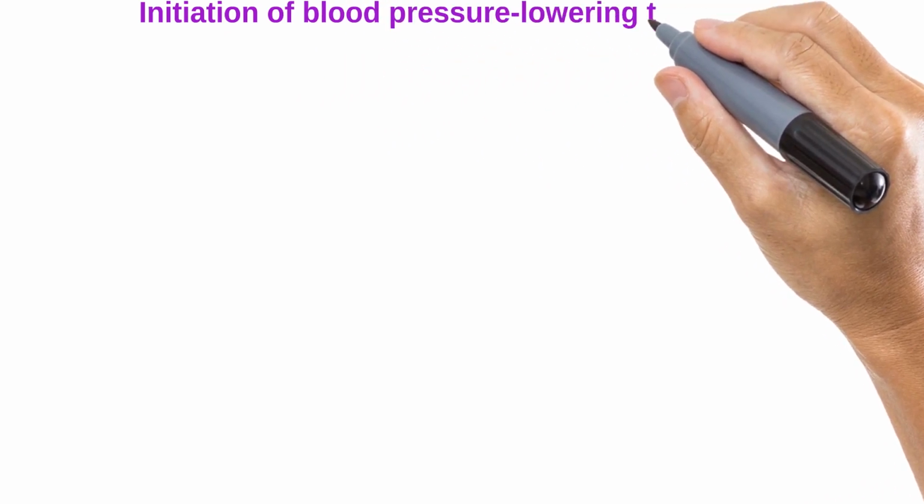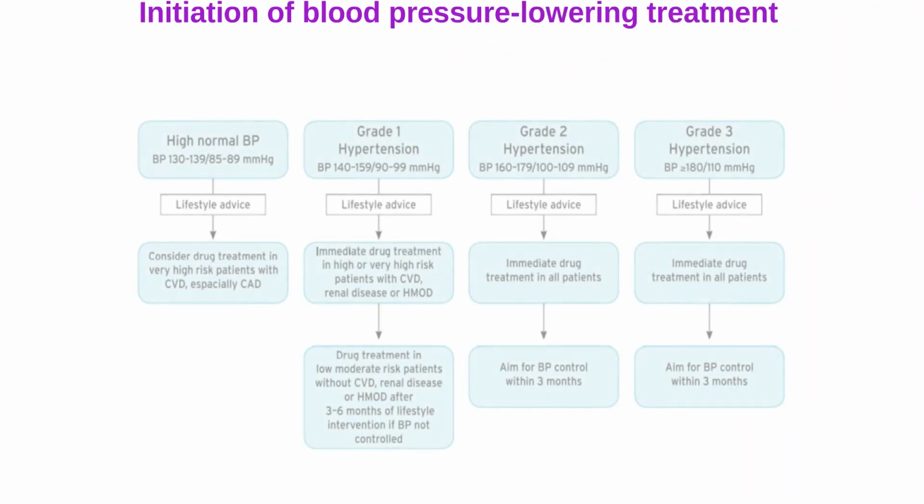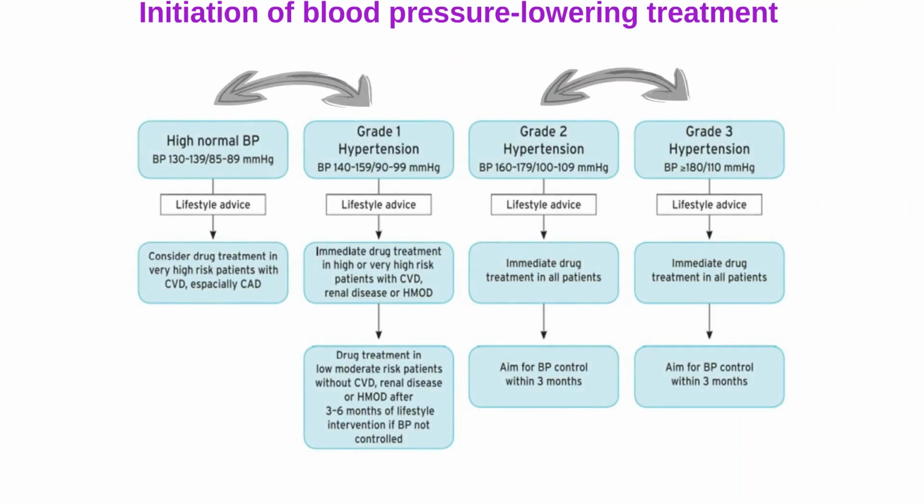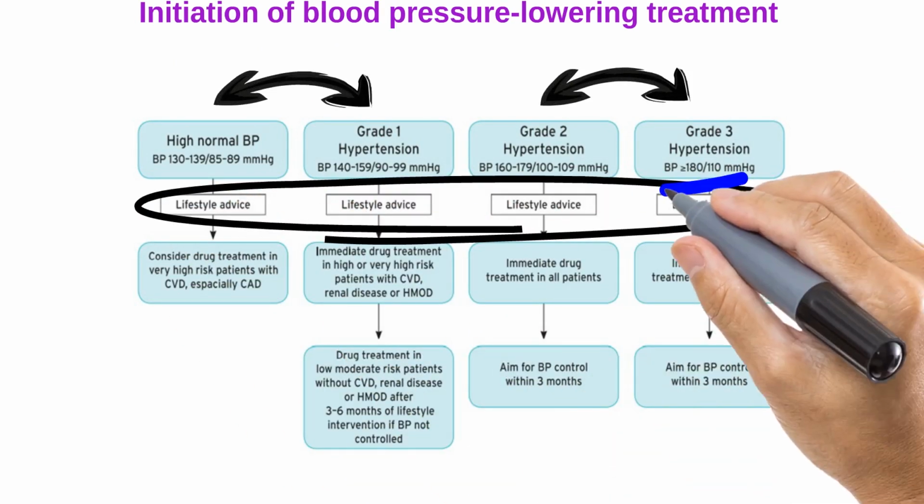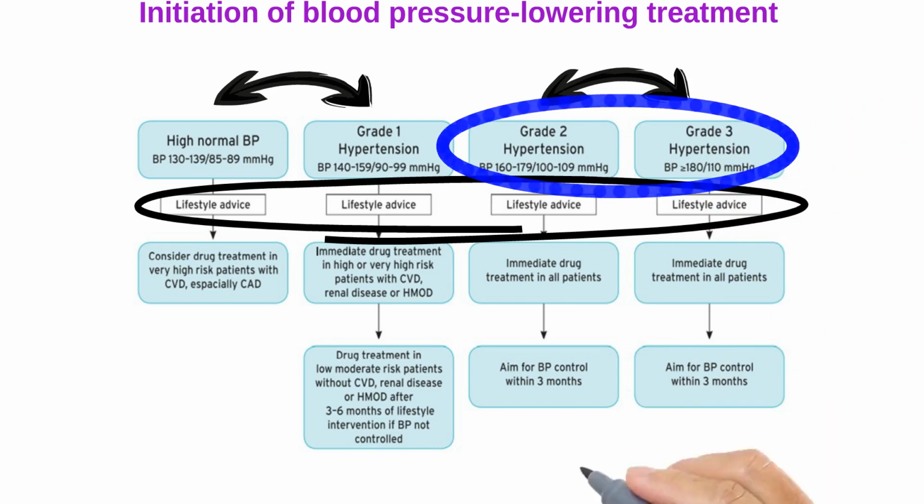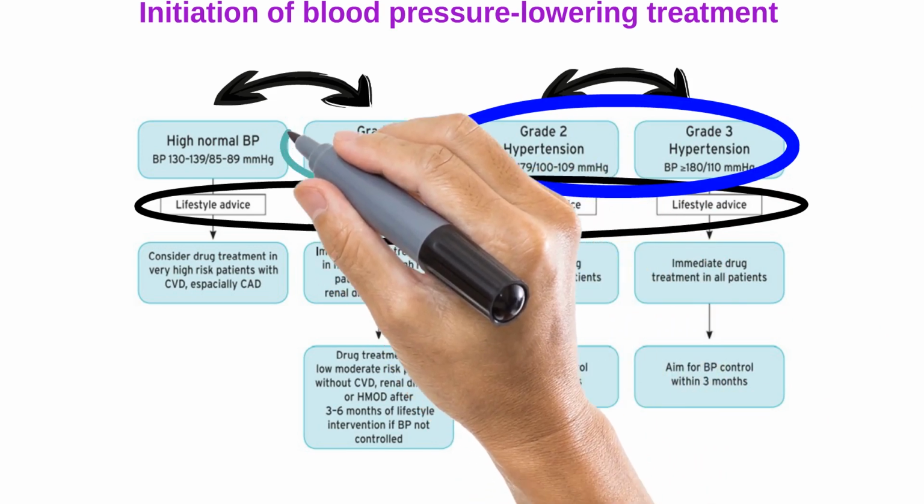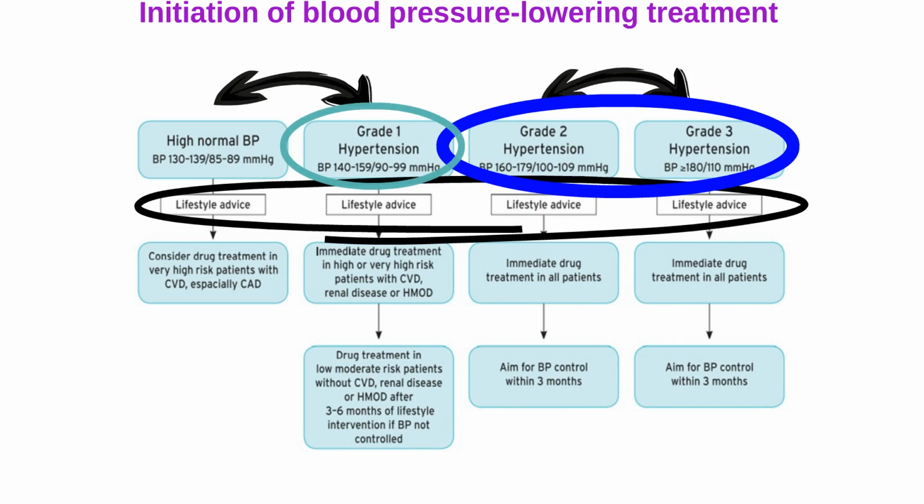Initiation of hypertension treatment according to office blood pressure. Lifestyle change is recommended for all grades of hypertension. Prompt initiation of blood pressure lowering drug treatment is recommended in patients with grade 2 or 3 hypertension at any level of cardiovascular risk, in patients with grade 1 hypertension at low to moderate risk and without evidence of hypertension-mediated organ damage.